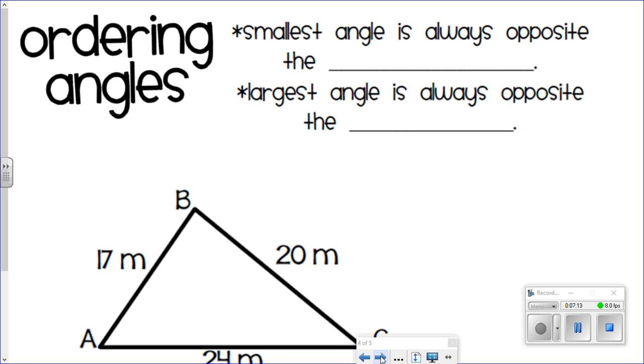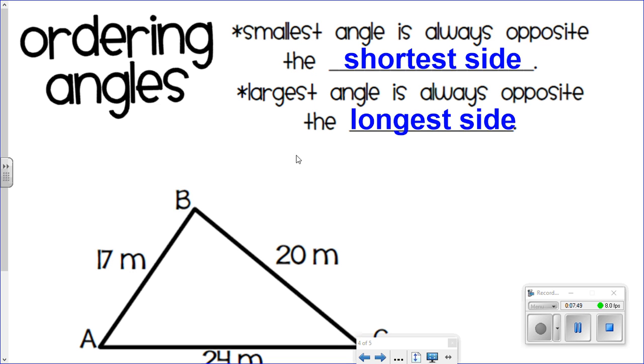Alright, so now let's determine how to order the angles. And that's just trying to order them from least to greatest or greatest to least. So for your reference, the smallest angle is always opposite the shortest side. So if you can find the smallest angle, go across and hit the side that is opposite it, and that's going to be the shortest side. That doesn't necessarily tell you the length of the shortest side, you'll just know it's the shortest side. And so, like with the smallest, the largest angle is always across or opposite the longest side.